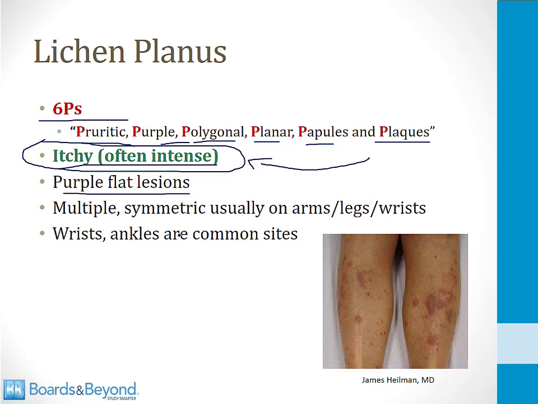The lesions tend to be multiple and symmetric. They're often on the arms, legs, or wrists. The wrists and ankles are classic sites. And this is a picture of someone who has lichen planus on the screen here. It's not very distinct. This looks like lots of other skin lesions. The way you're going to recognize this in a board question is that it will probably be in a patient with hepatitis C, and it will be very, very itchy.